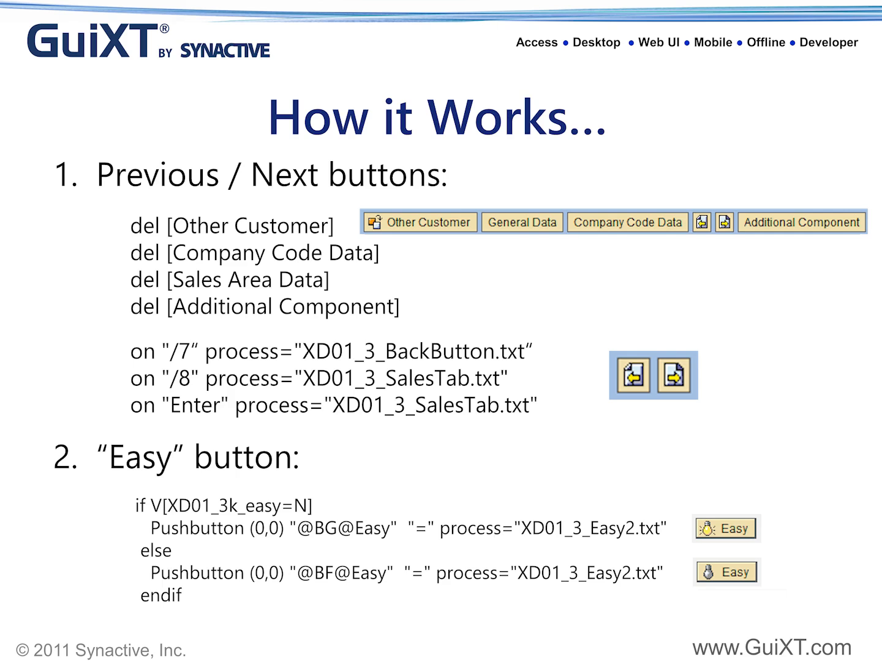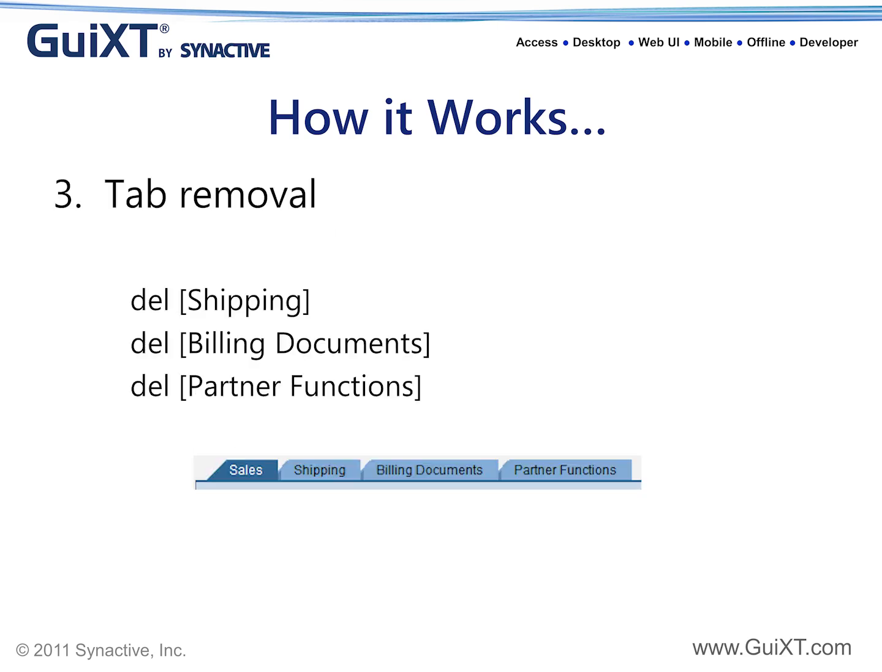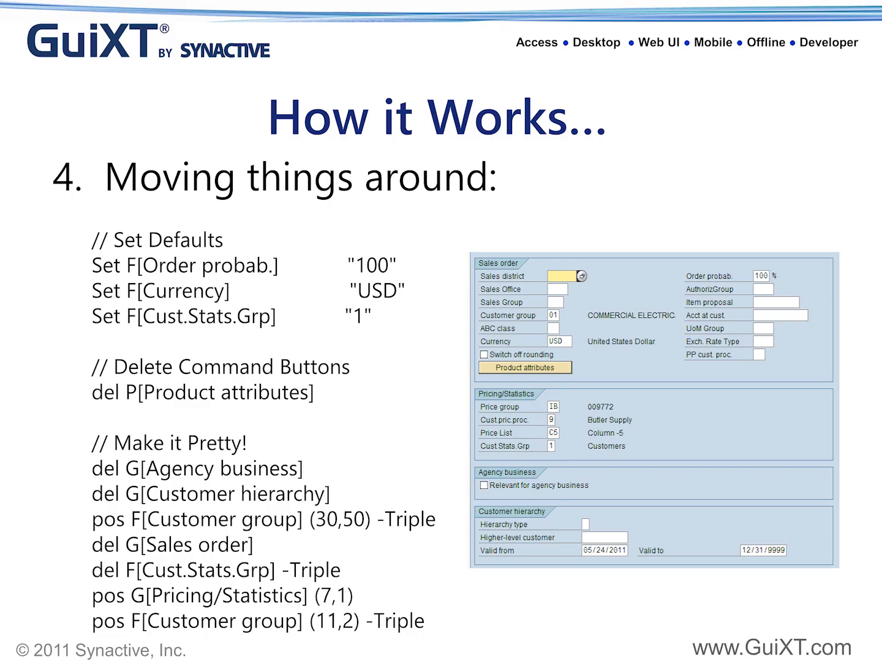You can see there's very little typing, very little to enter. Let's go to the next page. To remove the tab, it's very simple. Just the delete again and the name of the tabs, and those tabs are gone. Let's see, and then finally cleaning up the screen.